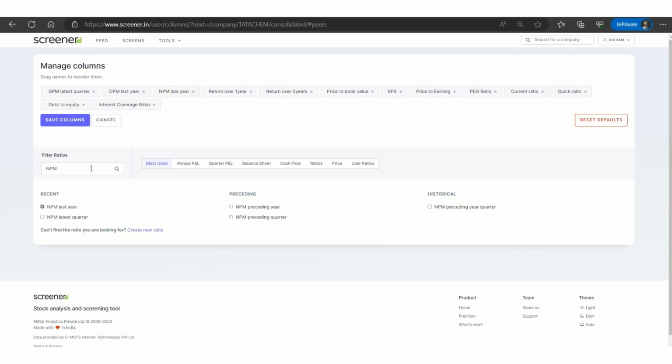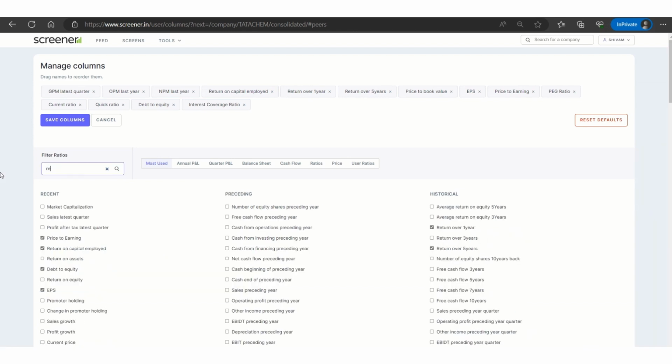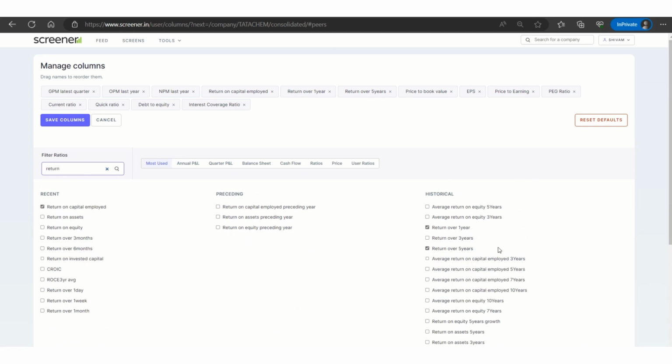The fourth ratio which we learned was ROCE, return on capital employed. So let's just put it here and drag it here. And the last ratio which we learned was CAGR. Now the CAGR wouldn't appear directly here. You have to type returns. And on the right side, under historical, you can see returns for 1 year and 5 year, which I already have here. So this is for return 1 year and 5 year.